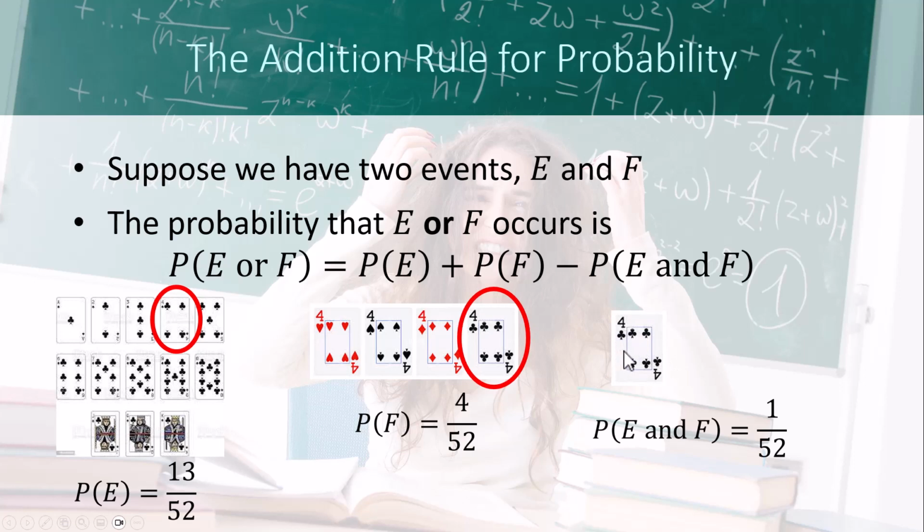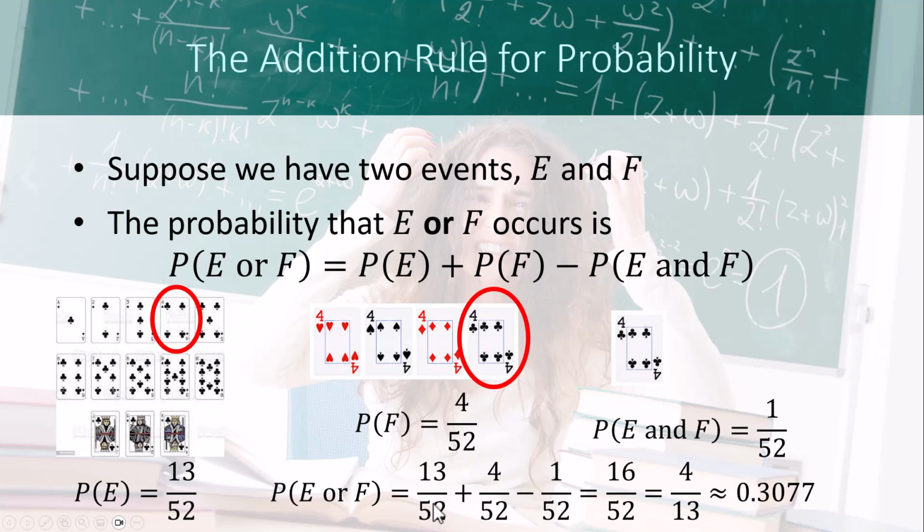So here is E and F, which basically contains the 4 of clubs. And if we just added these two together, we would get the wrong result. But if we add the probability of E and the probability of F, and then subtract out their intersection, we get the correct result. Okay, let's look at this from a different point of view. This is basically just following the rule.